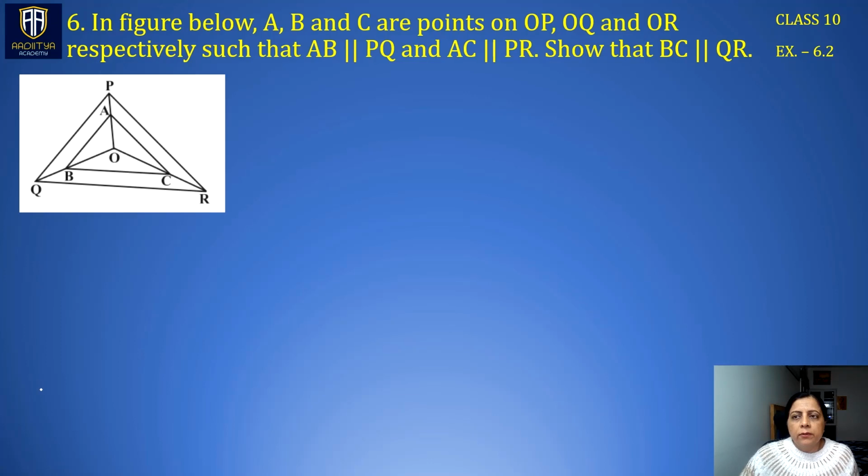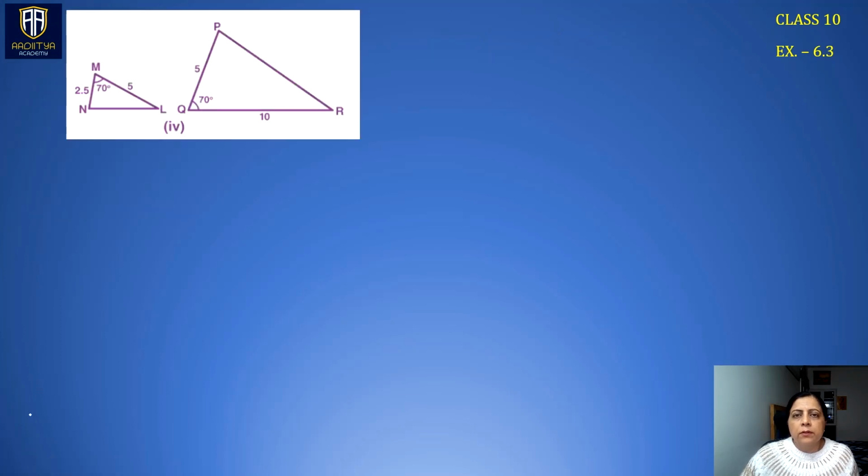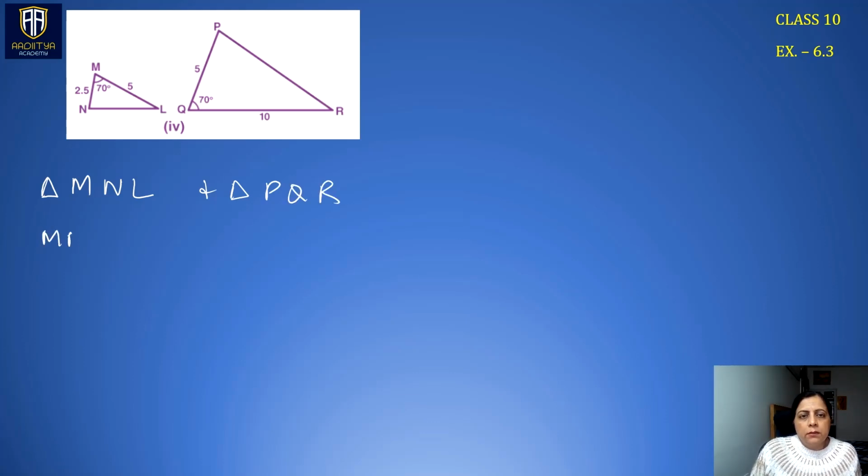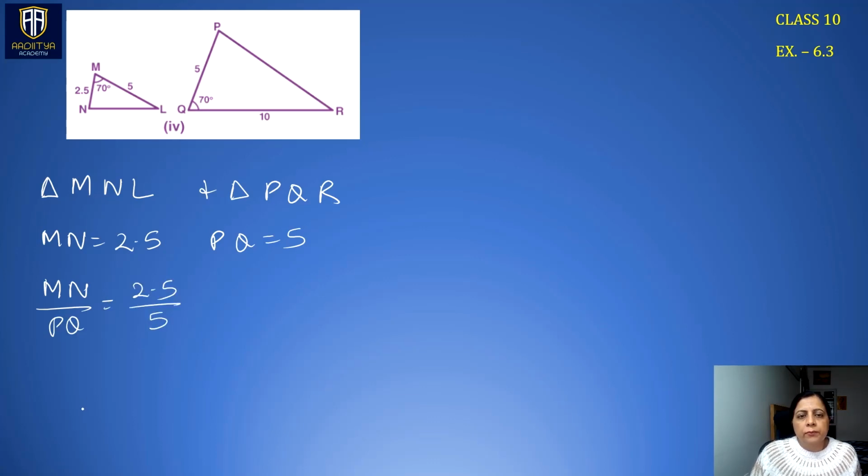Next we have this question. In triangle MNL and triangle PQR, MN is 2.5 and PQ is 5. So if we check the ratio, MN upon PQ is 2.5 upon 5.